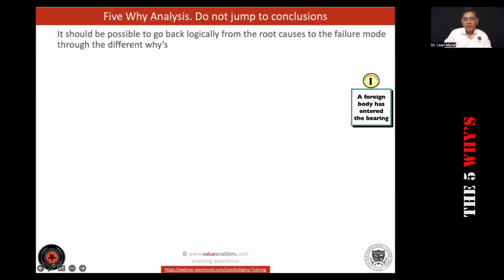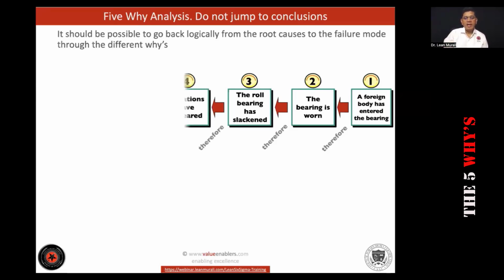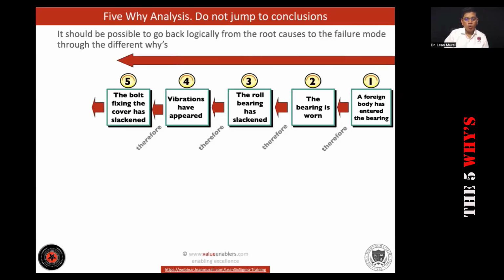So suppose a foreign particle has entered the bearing, and so the bearing is worn out, and so the bearing has slackened. There is a wobble, and therefore the vibrations have occurred, and therefore the bolt fixing the cover has slackened, and so the cover of the chain is broken.